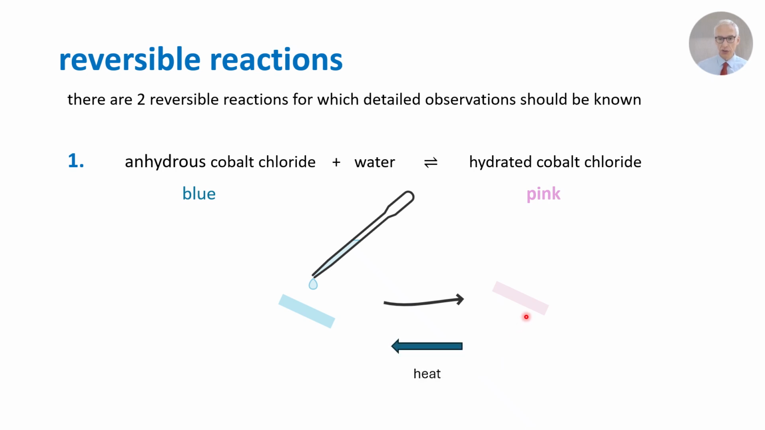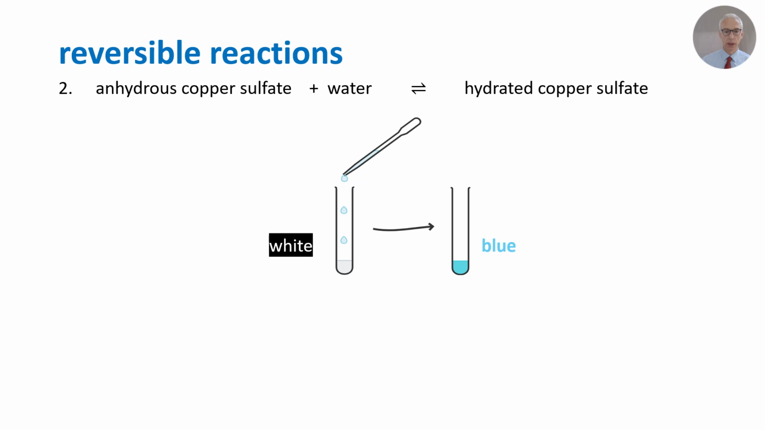You may have seen it demonstrated with a hairdryer. If you warm the hydrated cobalt chloride or the damp cobalt chloride paper, it will turn back to blue. The second reversible reaction you are expected to know the details of is that of anhydrous copper sulfate, which is white, with water to make hydrated copper sulfate, which is blue.